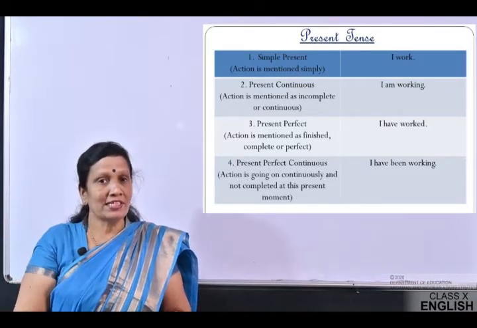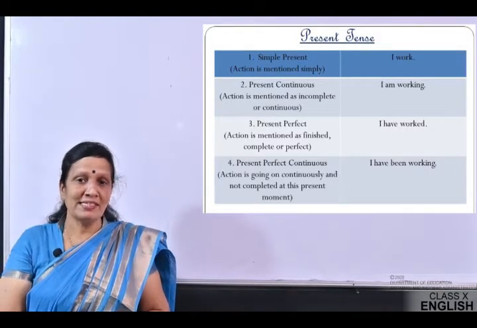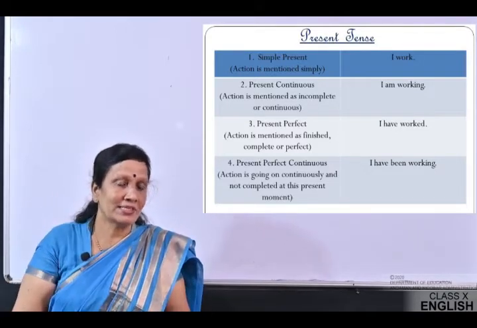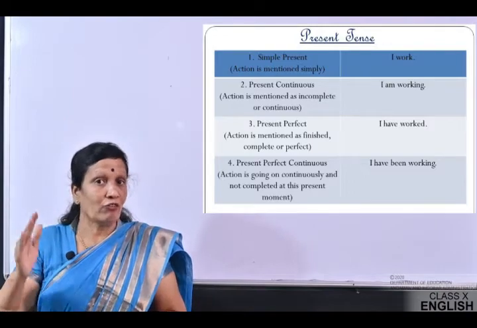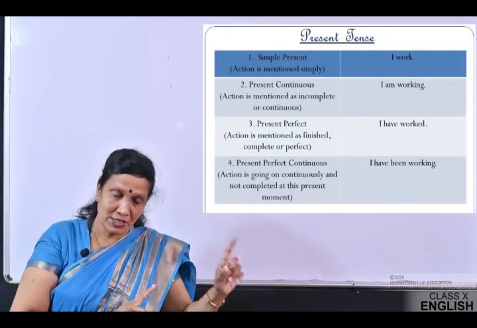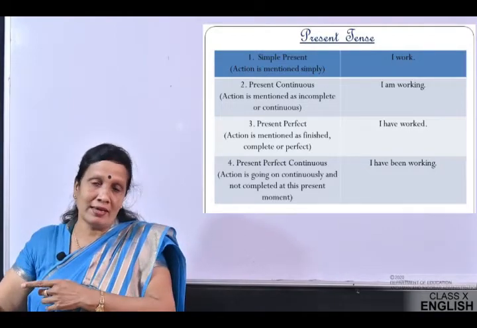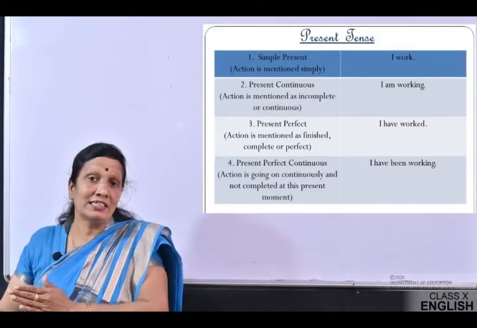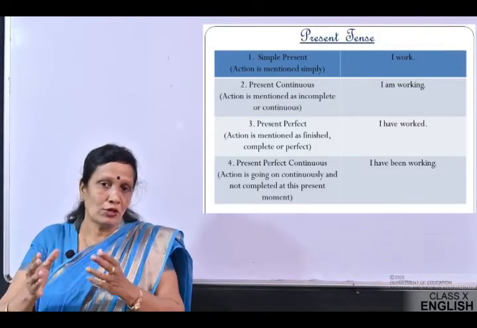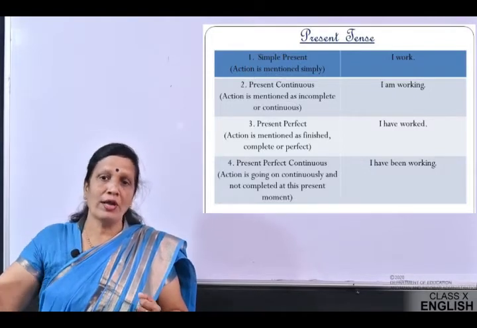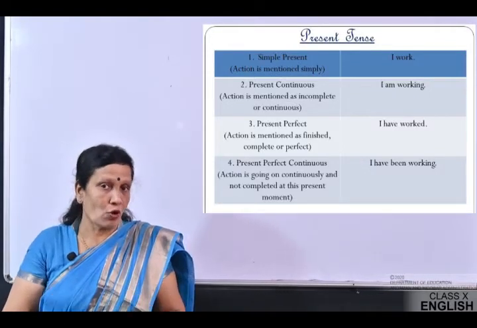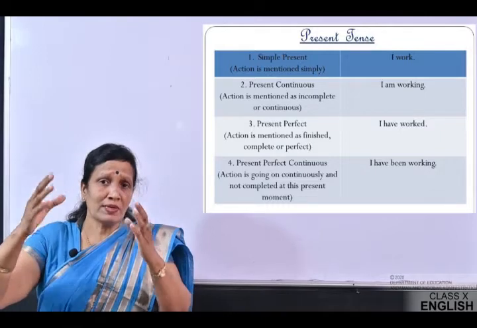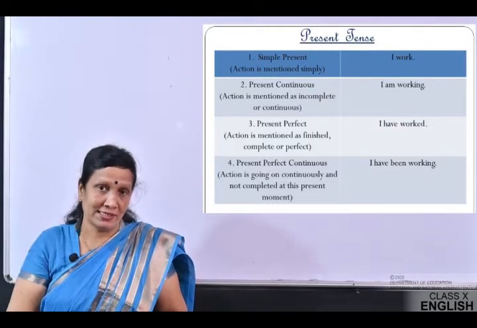Now the present perfect continuous. That means the action is going on continuously and not completed at the present moment. I have been working. I started working and now also I am working. That means my work is going on now. So present perfect continuous: my action is not yet complete, but it is going on now also, when I am talking. Okay, so these were the different forms of the present tense.